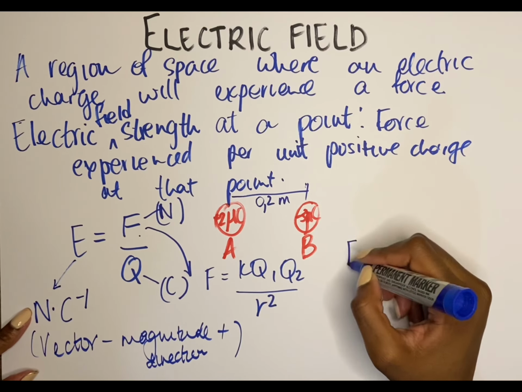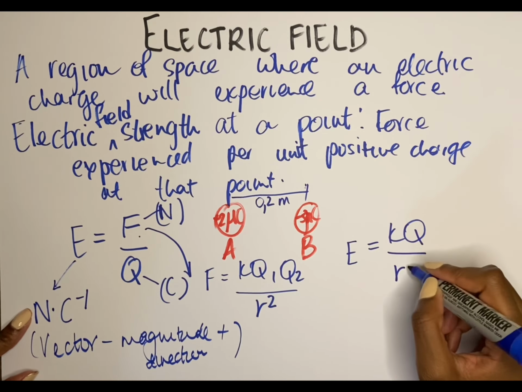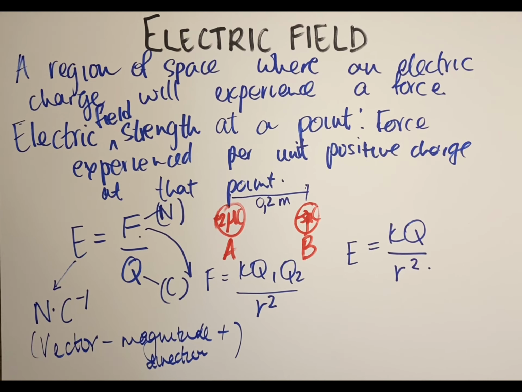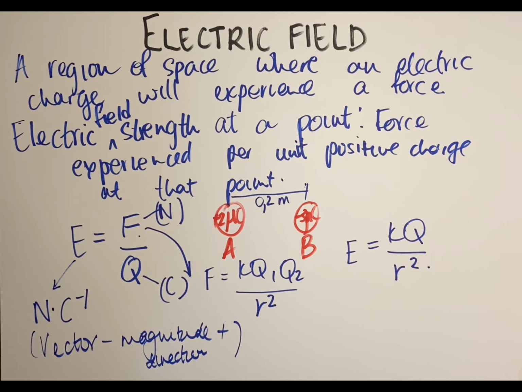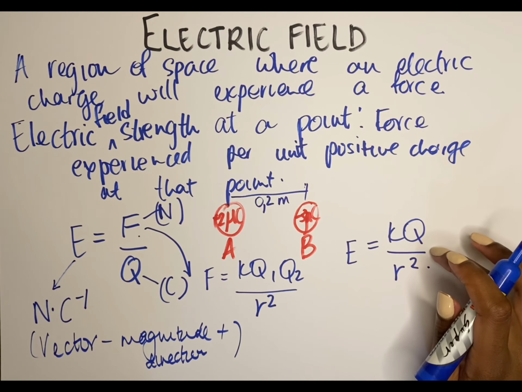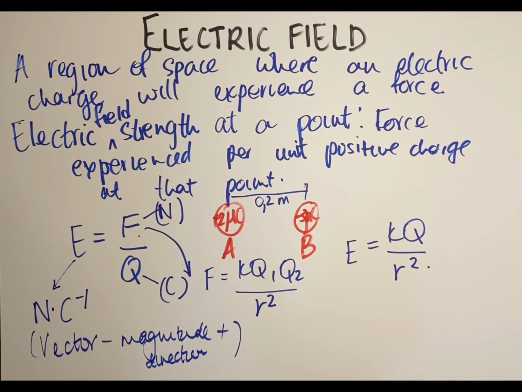Another formula that you can use to calculate electric field is E equals kQ over r squared. Here E is electric field, k is Coulomb's constant, which we already learned about, 9 times 10 to the power of 9. Q is the charge that is creating the electric field, right? Then r is the distance between the two charges.